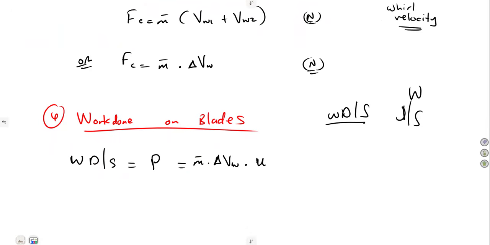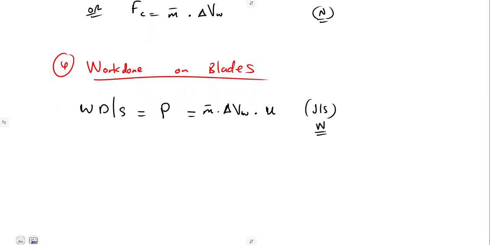That's going to be in joules per second. So work done per second is power. Joules per second is equivalent to a watt. Remember, 1 joule per second is equal to 1 watt. So that is calculating power from that formula.